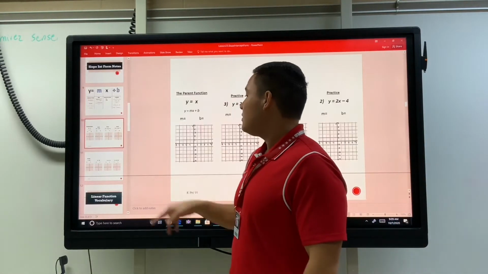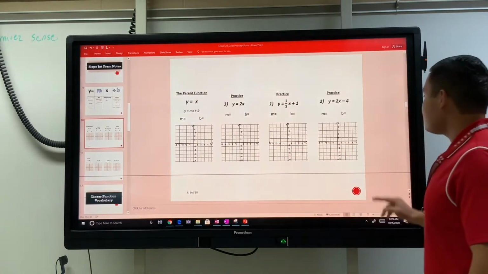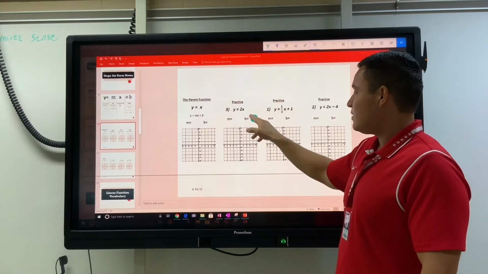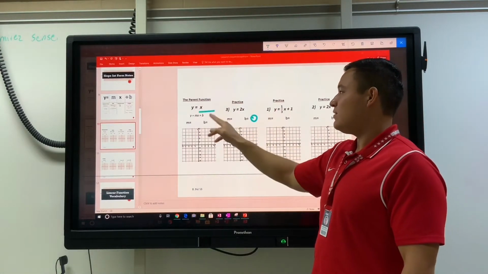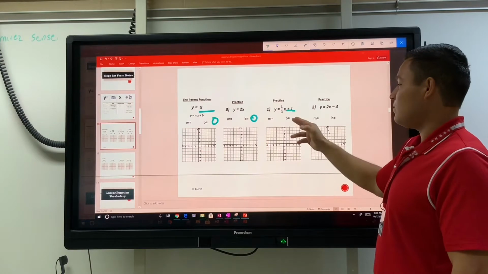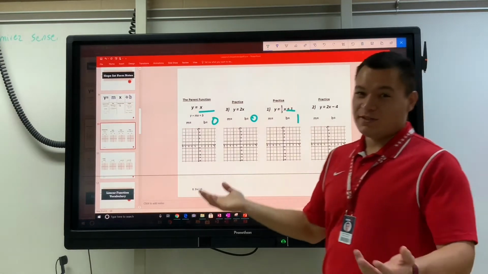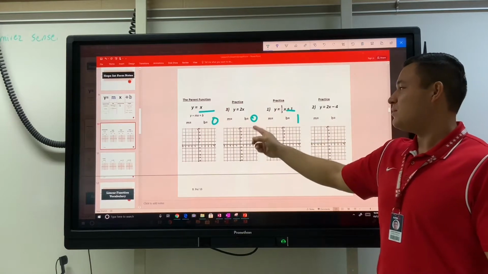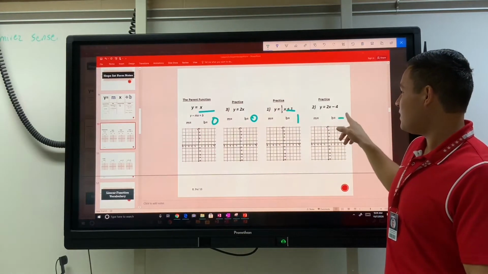That's true, but then we've been labeling b as just 0, or in this one it was also 0, and this one we labeled b as 1. That means we're just saying that the y-intercept is 0, or the y-intercept is 1, or the y-intercept is negative 4.